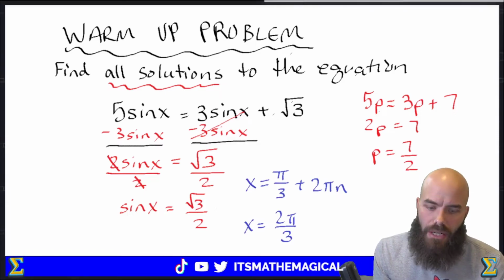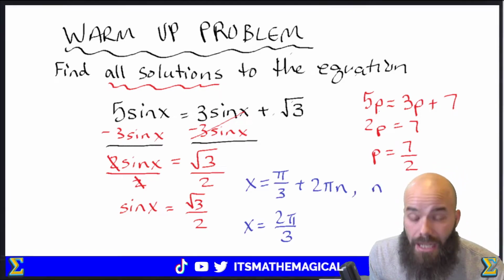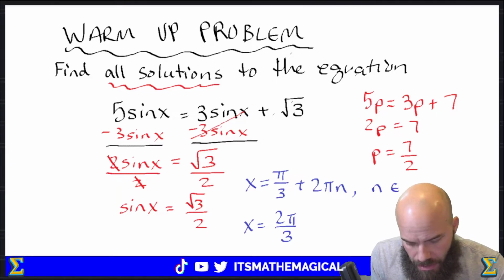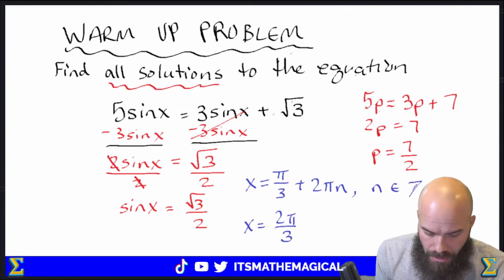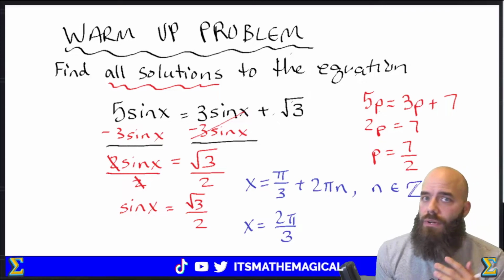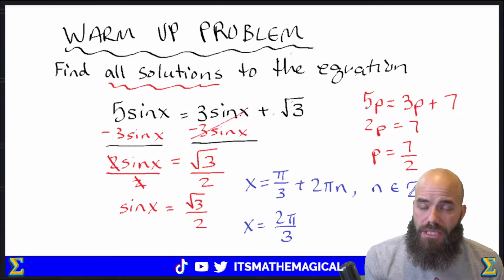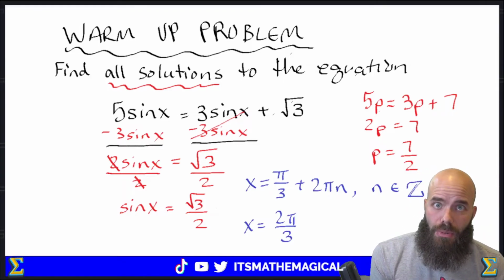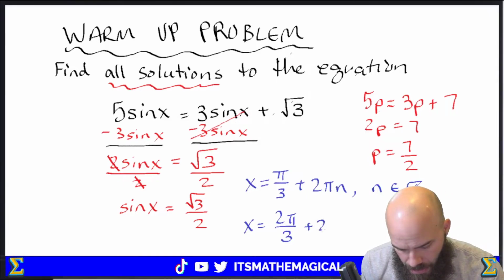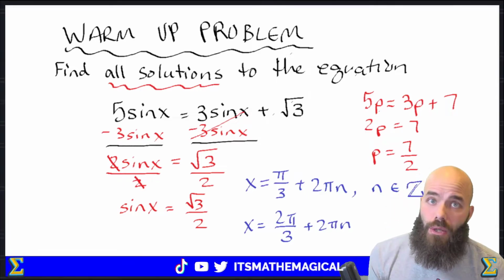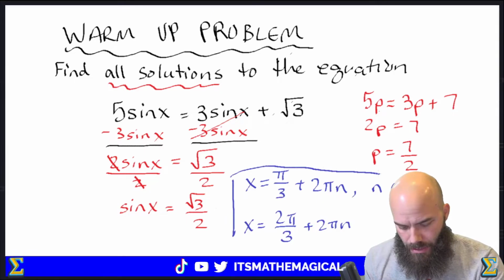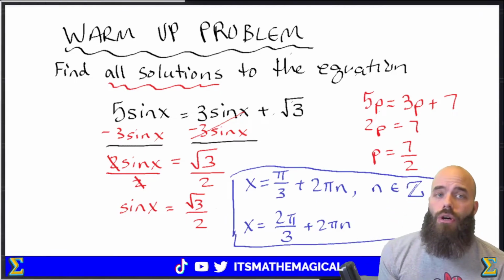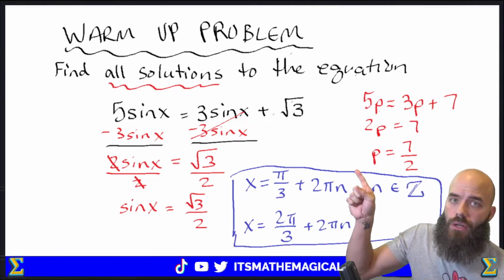So this is the way I like to write it down. n is an element of the integer set. Boom. So we've defined n. Now to the second answer, we're just going to attach the plus 2 pi n. And we're done. So those are all the solutions to that equation above.